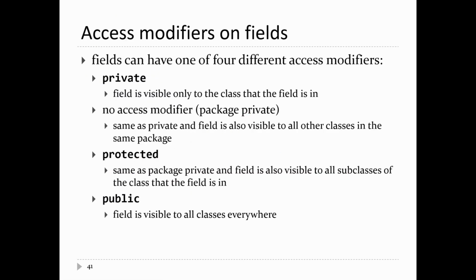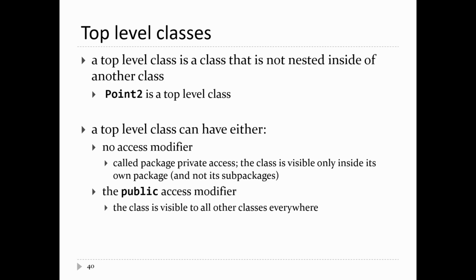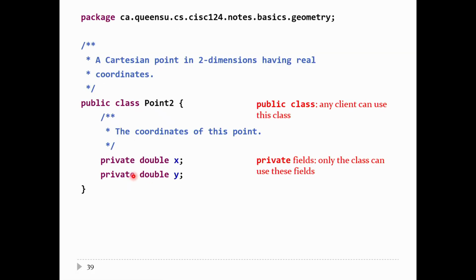Protected means the same thing as package private, but it's also visible to these things called subclasses. We'll talk more about that in probably 5 weeks or so. Finally, public means that the field is visible to all classes everywhere. And so if we made this field public, so public double X, public double Y, we could change the value of X and Y from everywhere.